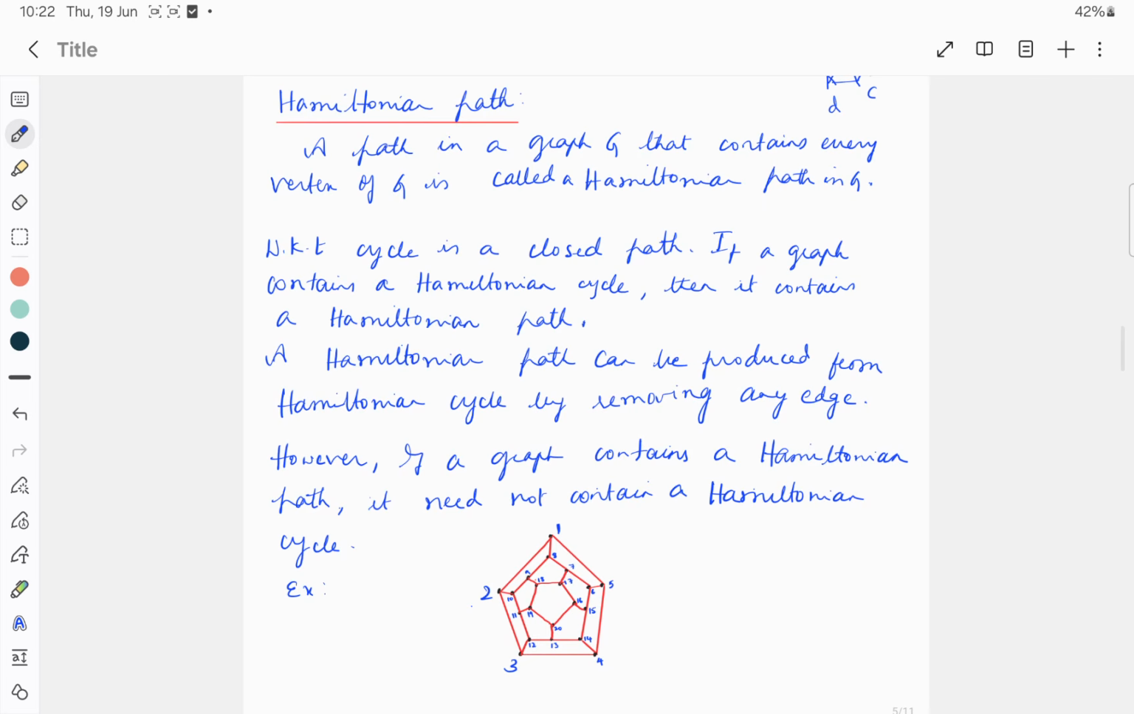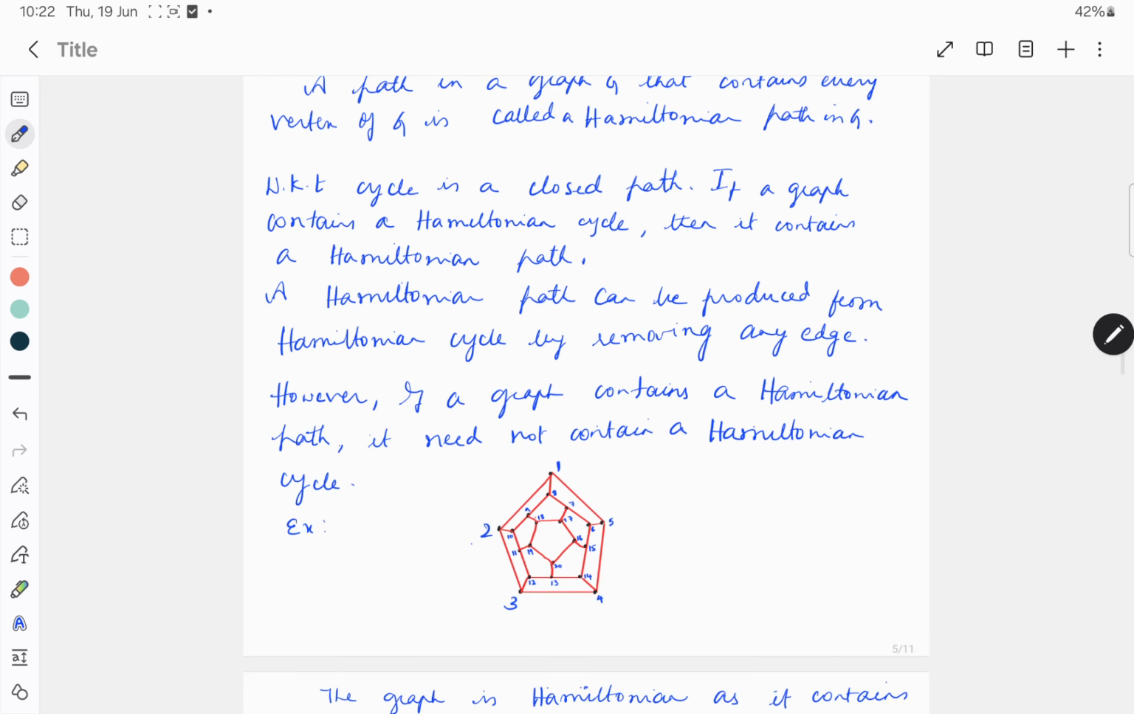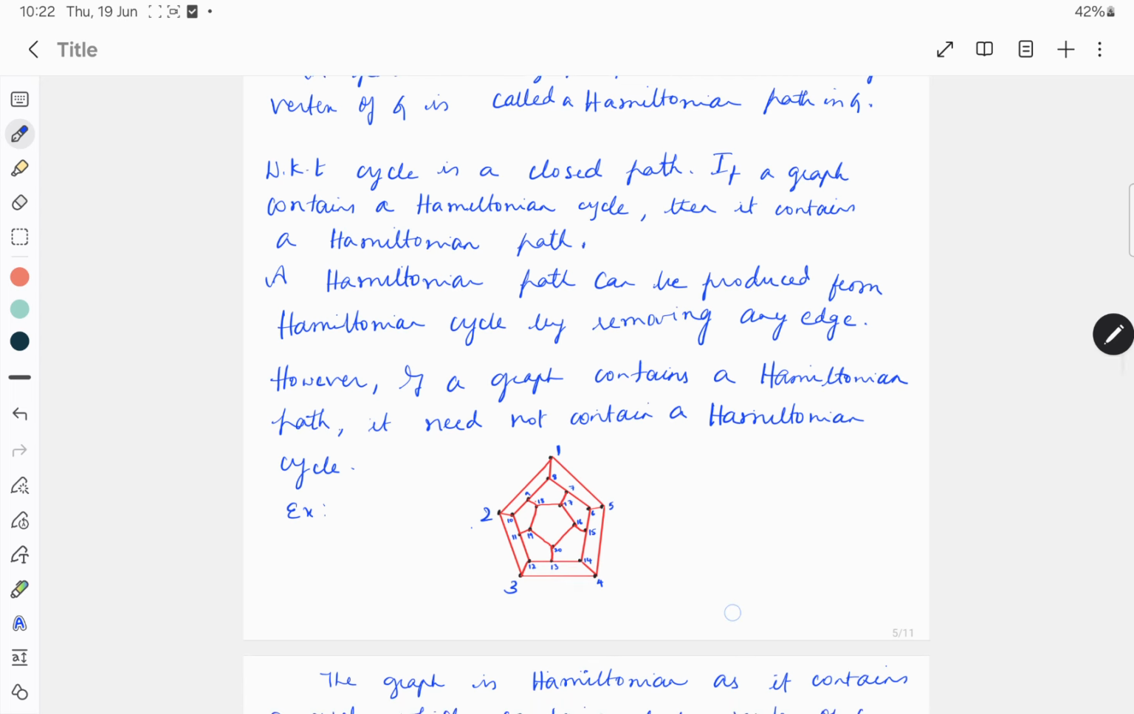The Hamiltonian path can be produced from the Hamiltonian cycle by just removing any one edge. However, if a graph contains a Hamiltonian path, it need not contain a Hamiltonian cycle. That is clear.